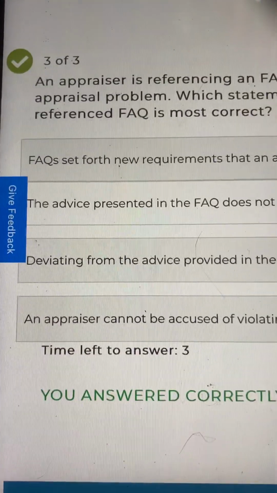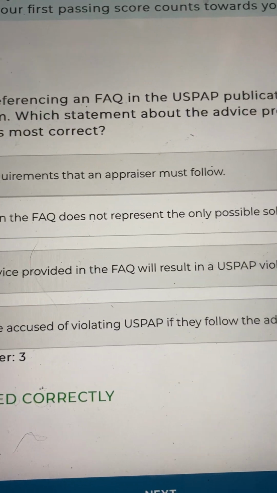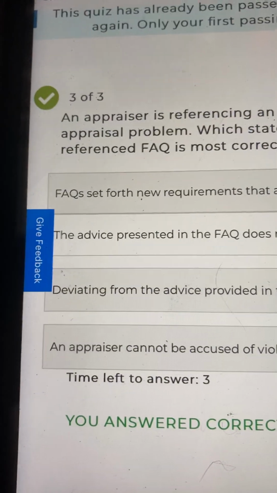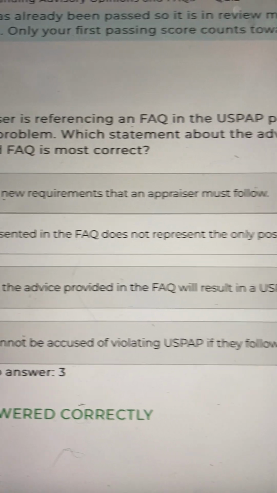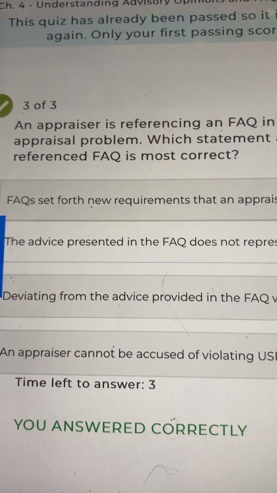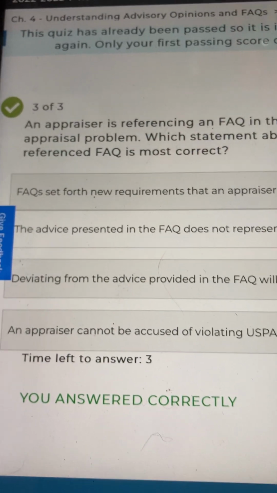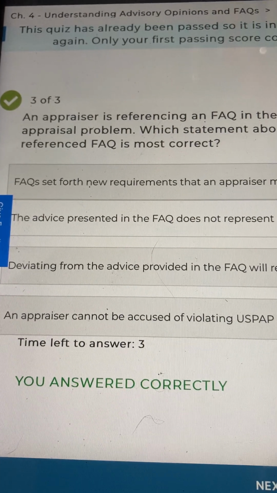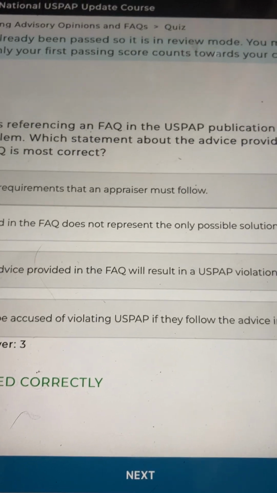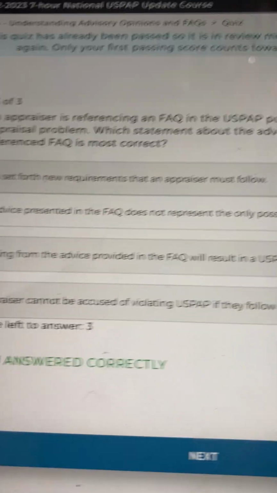Okay, so remember, number 3. An appraiser is referencing an FAQ in the USPAP publication to solve an appraisal problem. Which statement about the advice provided in the referenced FAQ is most correct? You said B. The advice presented in the FAQ does not represent the only possible solution to the issue, and that is correct.